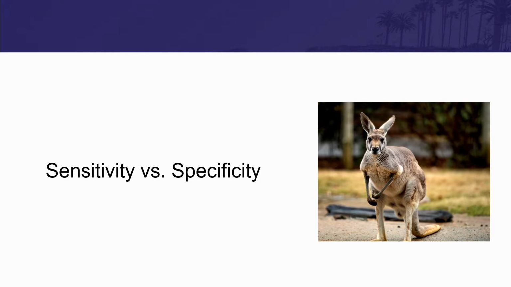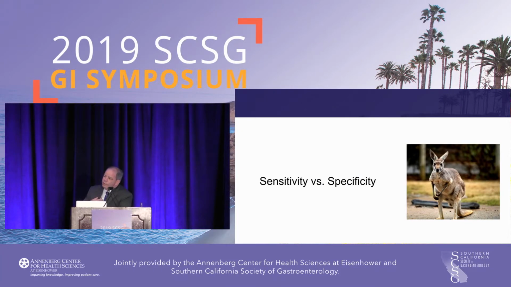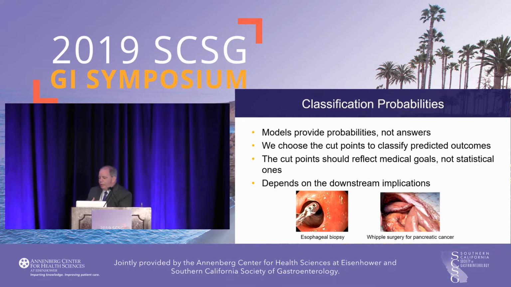So let me talk a little bit next about sensitivity and specificity, because there's what the statisticians do and then what we have to decide as clinicians. The models produce probabilities, not answers. And we have to choose the cut points to classify predicted outcomes. These cut points should reflect medical goals, not statistical ones. And it really depends on the downstream implications.